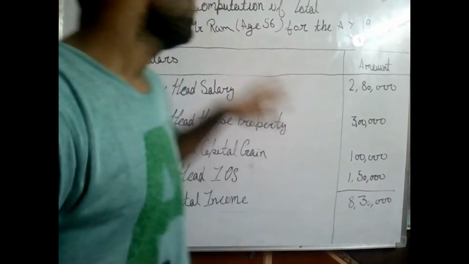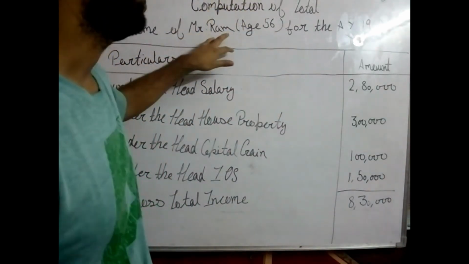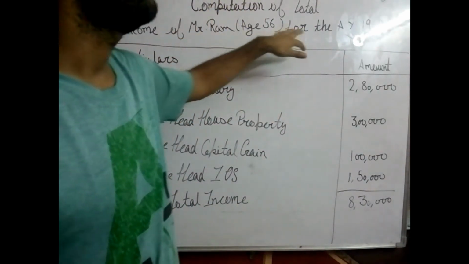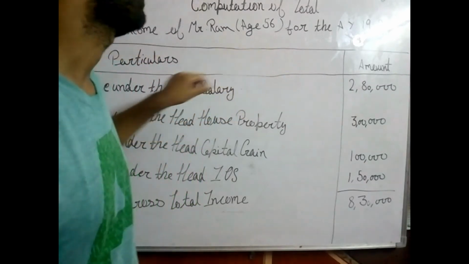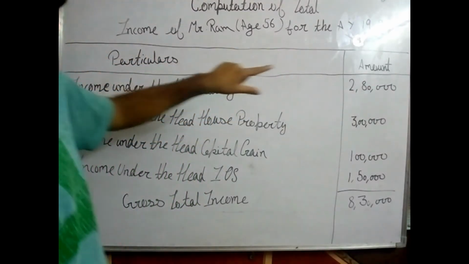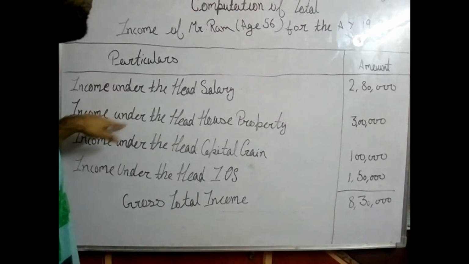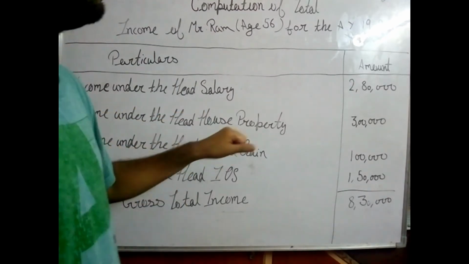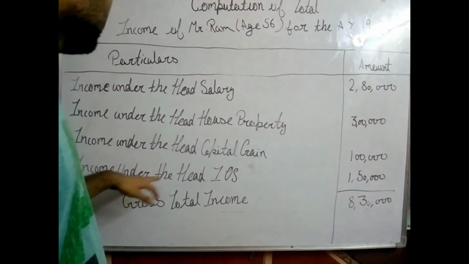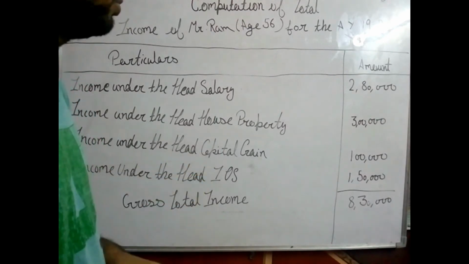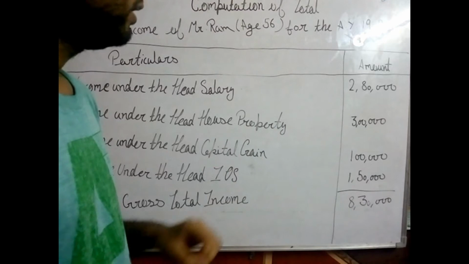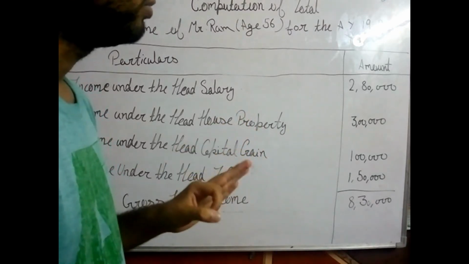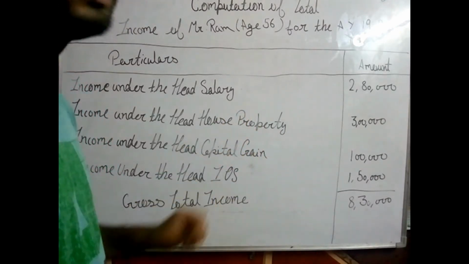Now we compute the total income of Mr. Ram, who is 56 years old, for the assessment year 1920. Income under the head salary rupees 2,80,000, income under the head house property rupees 3 lakh, income under the head capital gain rupees 1 lakh, income under the head income from other sources rupees 1,50,000, and the total is 8,30,000. This is our gross total income.